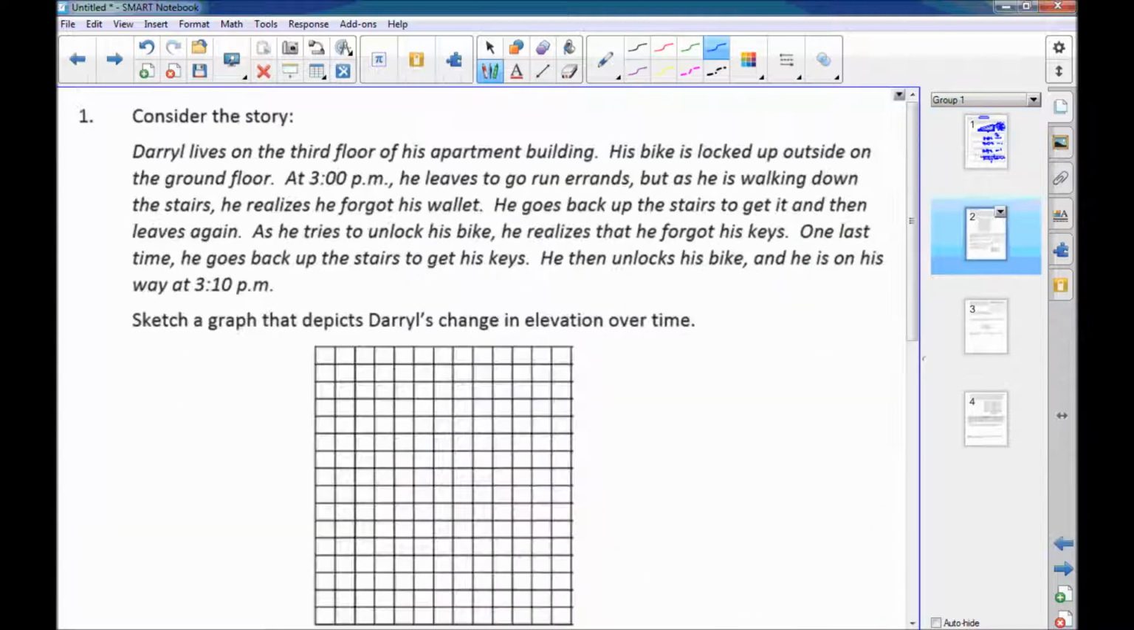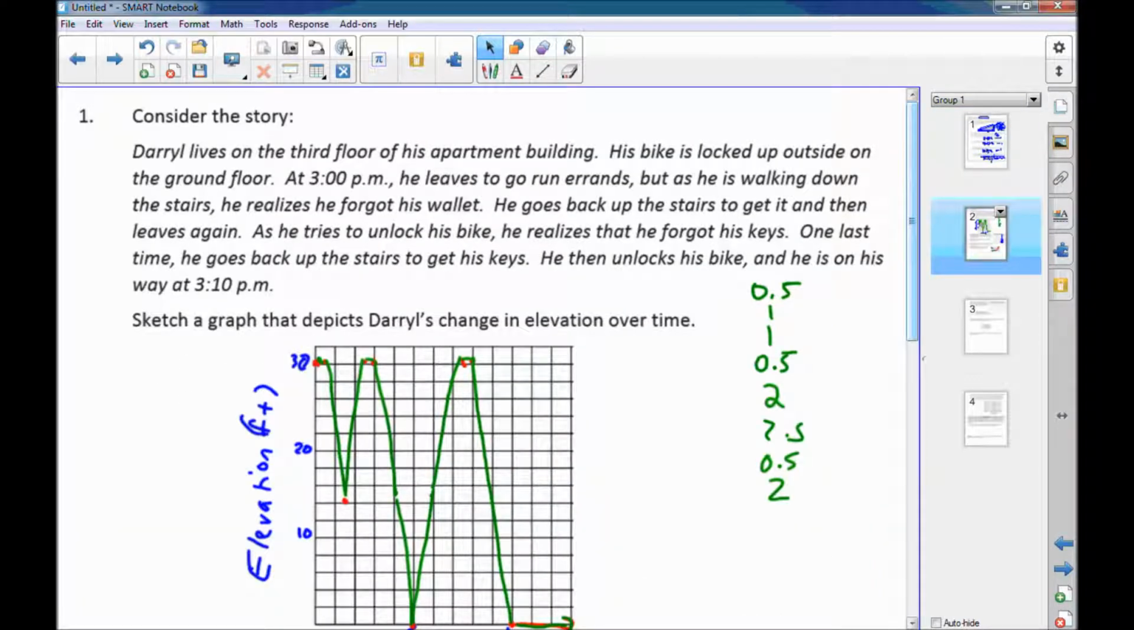Let's flip it over. All right, on the top of page 2, we have an example problem, just a reminder about some linear piecewise functions. So we have a story here. It says Daryl lives on the 3rd floor of his apartment building. His bike is locked up outside on the ground floor. At 3 p.m., he leaves to go run errands, but as he's walking down the stairs, he realizes he forgot his wallet. He goes back up the stairs to get it and then leaves again.